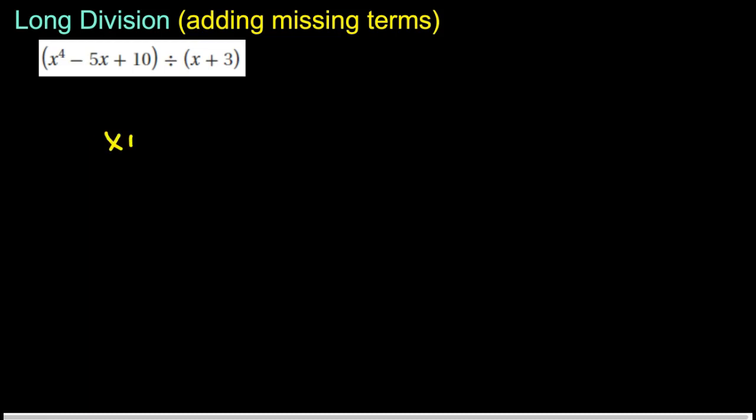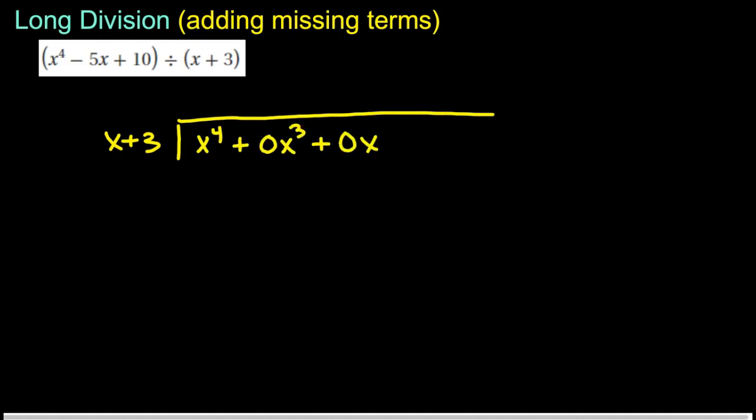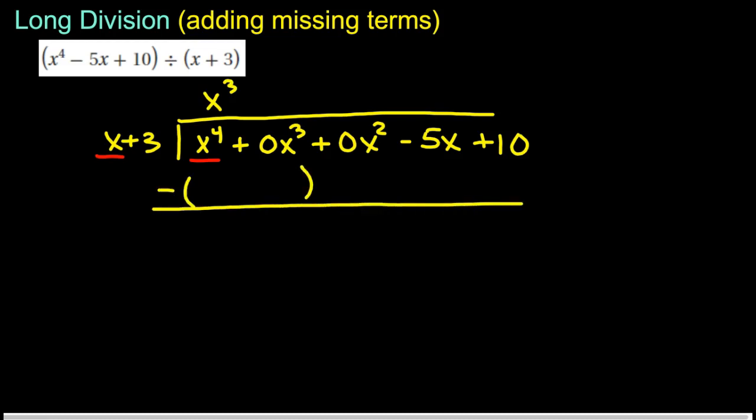So x plus 3 into x to the fourth plus 0x cubed plus 0x squared minus 5x plus 10. So this one's a little longer. It's important that you be neat, organized, go slow. Watch out for little mistakes. What times x gives you x to the fourth? X cubed. Multiply by that binomial and subtract it.